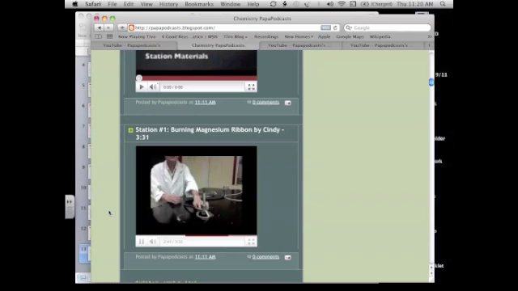Okay, so as you can see, there's a blue flame. This means that the flame is hot enough for us to put the magnesium ribbon in. So here's the magnesium ribbon.